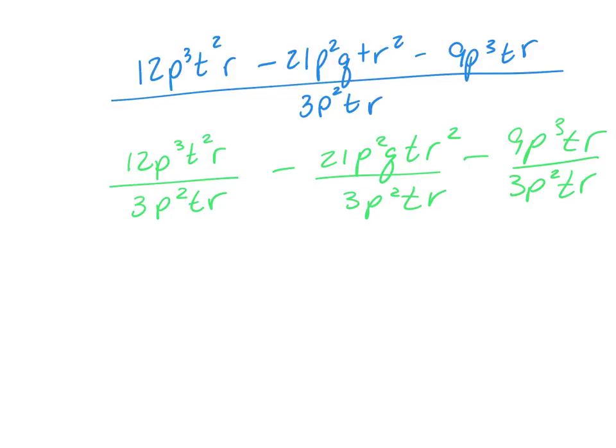What is 12 divided by 3? 4. Where are there more p's? How many more? One more. Where are there more t's? There's one more. What happens with the r's? They bite the dust, so he's done. Is there two more t's on the top? Nope, we got one here. Always put a 1 on the naked t, and then you've got 2 and 1, which is one more.